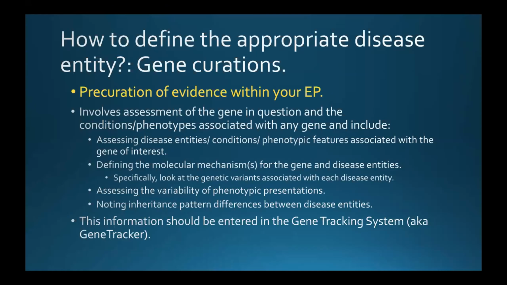You look at those molecular mechanisms, the phenotypes and the inheritance pattern, and really begin to assess whether or not there is one lumped broad entity to be included or whether there are actual distinct entities that need to be split off for separate curations. We do want to note that this information is really important for pre-curation because we also help to associate OMIM phenotype numbers with the Mondo ID, which is captured in our gene tracking system, also called the gene tracker.